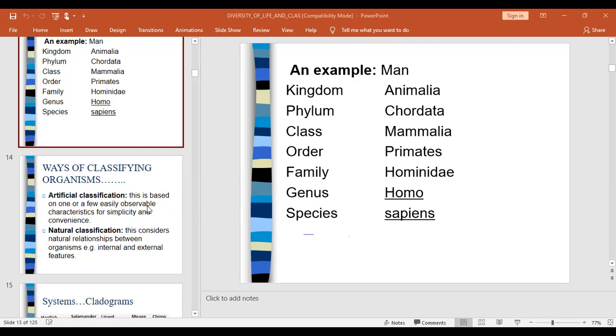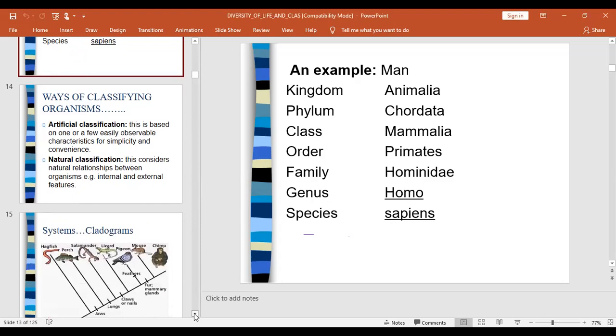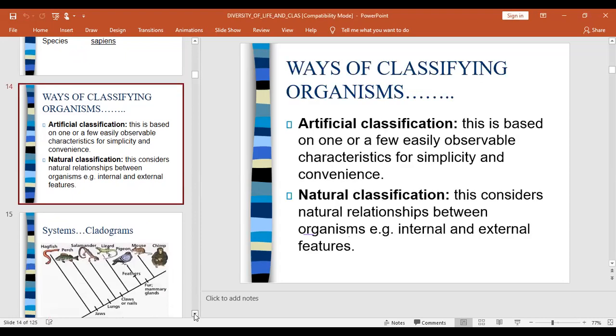So we have several ways of classifying organisms, and some are artificial classification, which is actually based on one or few easily observable characters. For simplicity, all Africans are dark-skinned. That is artificial. All whites are light-skinned. All Bagandas have wide nose. All Banyankoles have long nose. All the northerners are dark-skinned. That is too artificial. It may not give a scientific connotation of the classification, because it doesn't look into details of the other characters, the inner characters, the chemical composition, the genetic makeup of such organisms. So that one, we call it artificial classification.